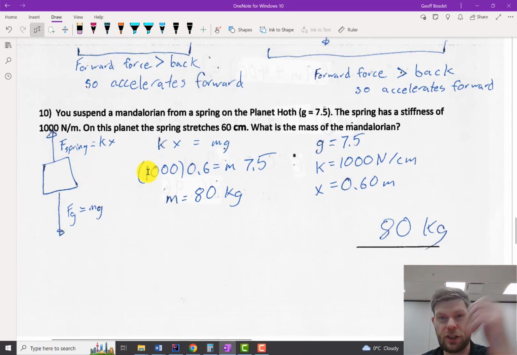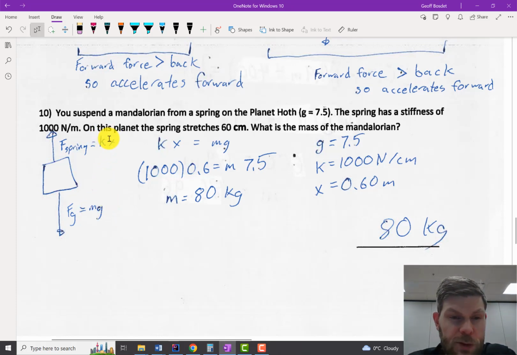This next guy is just like your virtual lab. Suspend a Mandalorian from a spring on the planet Hoth, where gravity is 7.5 meters per second squared. The spring has a stiffness of 1,000 newtons per meter, and it stretches 60 centimeters. So in our situation, we've got a free body diagram where our upward spring force is equal and opposite to gravity. So that must mean our formula for spring force equals our formula for gravity.